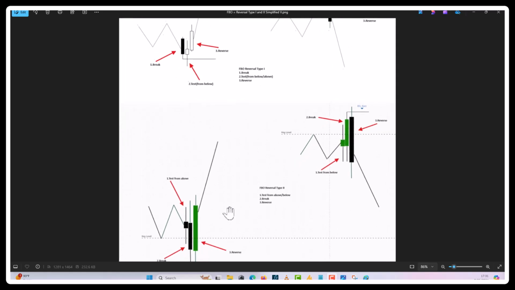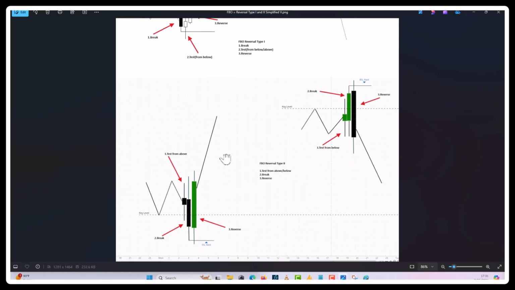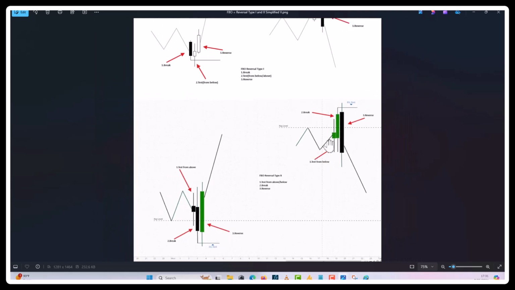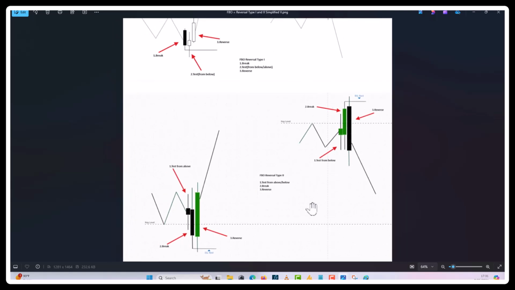So the type 2 is quite a little bit different than the type 1. Basically, it tests first, it breaks, and then it reverses. See that? It tests first, and it breaks, and it reverses. Keep in mind, the test can happen many times. If the test happens many times, then the reverse is going to be very strong.